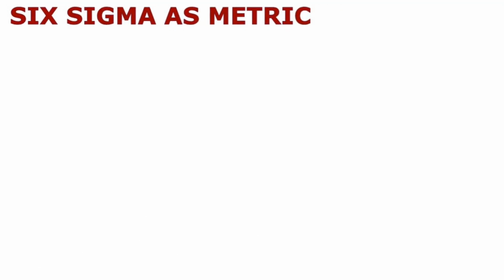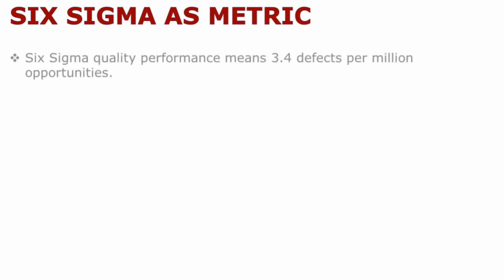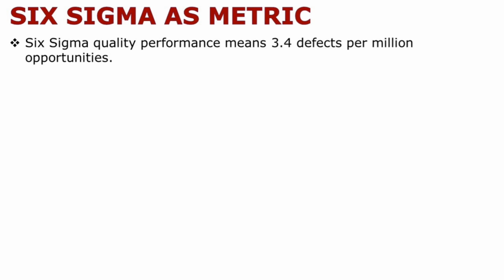Let's explore Six Sigma as a quality metric in simple terms. When we talk about Six Sigma quality performance, we mean achieving an exceptionally high level of quality control, which equates to just 3.4 defects per million opportunities. But how do we arrive at this 3.4 defects per million opportunities?